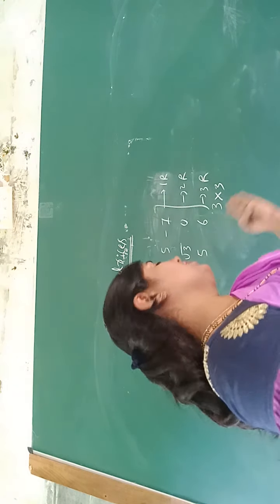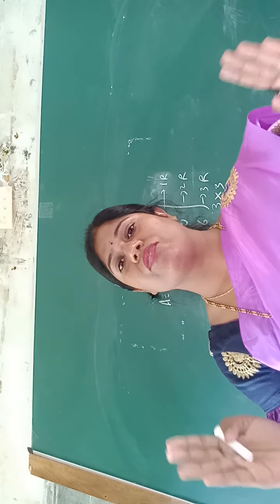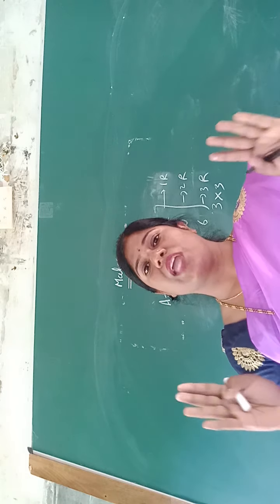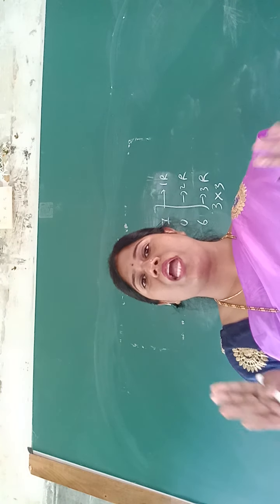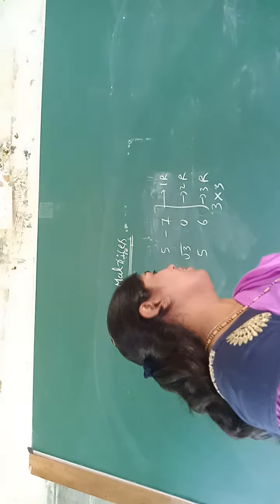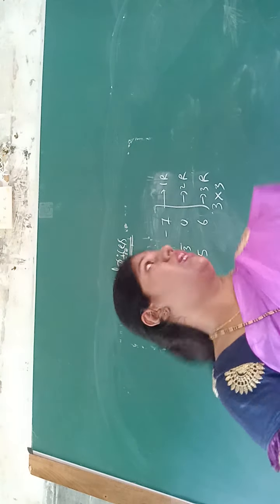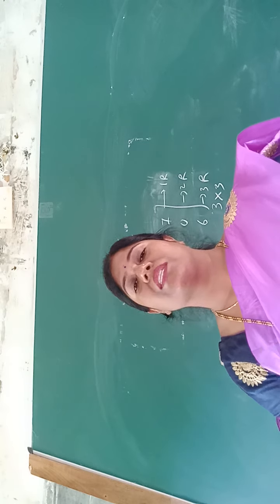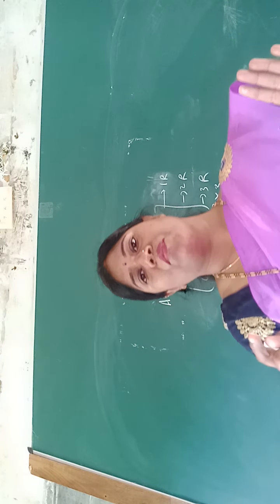So by this we can say what the order of a matrix is. What is the order of a matrix? A matrix having m rows and n columns is called a matrix of order m cross n.